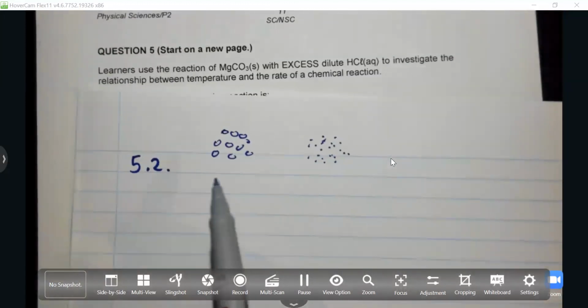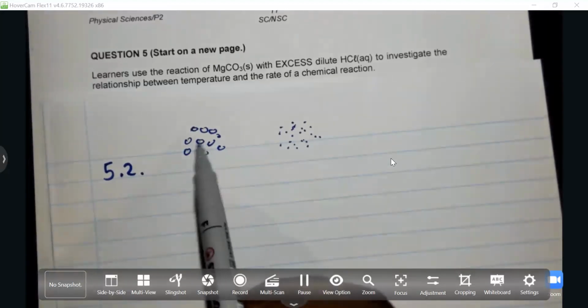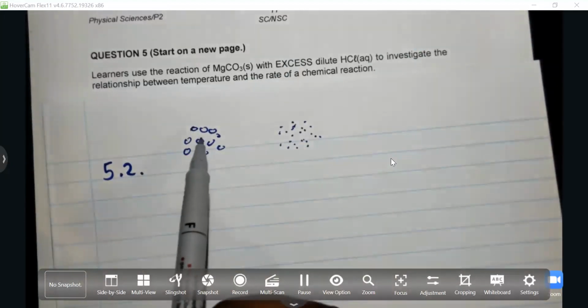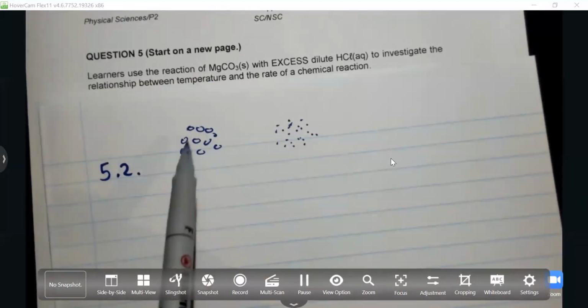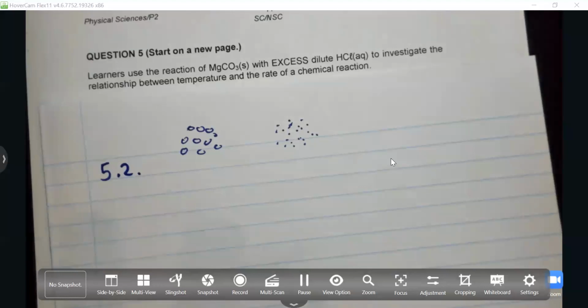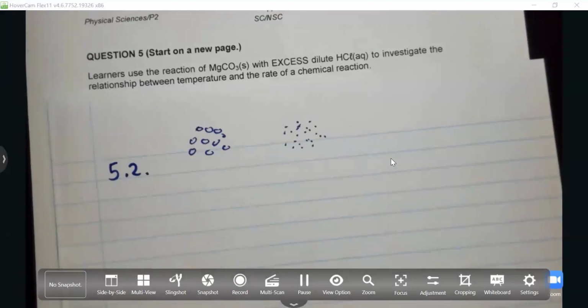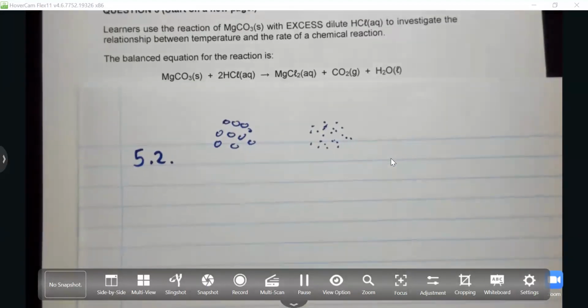So what we need to keep constant is, first of all, our magnesium carbonate has to remain a solid. And secondly, our particles have to be the same. So if I'm starting with granular particles, for the duration of my whole experiment, the particles must be granular. I must not now grind them up into powder and then do my measurements. I must keep that constant. And last but not least, my concentration of HCl would also need to be constant.